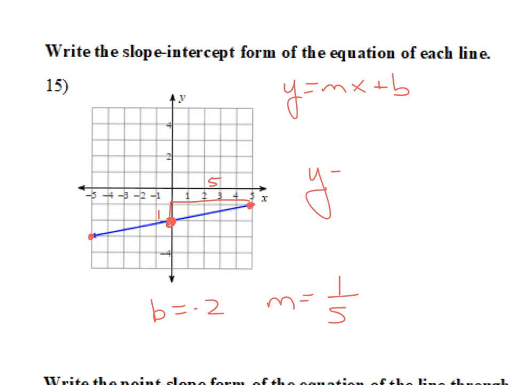So now when I write my equation, y equals, your slope is 1/5 x, your start position was at negative 2.